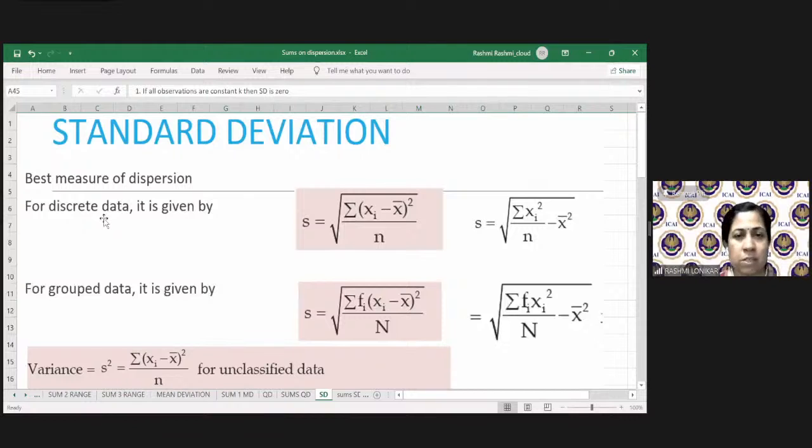Discrete data means simple numbers like 2, 5, 7, when you are given only numbers. At that time the formula is: s is given by the square root of summation of (x minus x bar) whole square upon n, which can also be found in this way: s is equal to the square root of summation x square upon n minus x bar square. The bar over x is called x bar. So these are the two formulas for discrete data. Remember any one formula and use it, and it will make things easier for you.